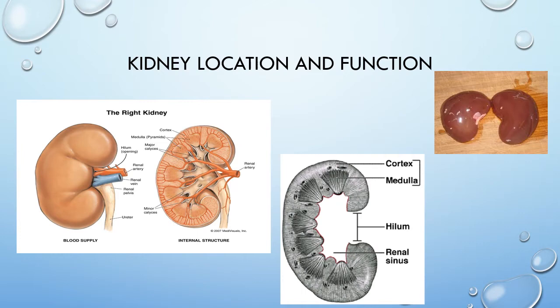Pyramid is triangle in shape. So if I were to ask you, or if in lab they were to ask you, what is this called, you would say renal pyramid. If they say, what tissue is it made up of, then the answer is medulla.